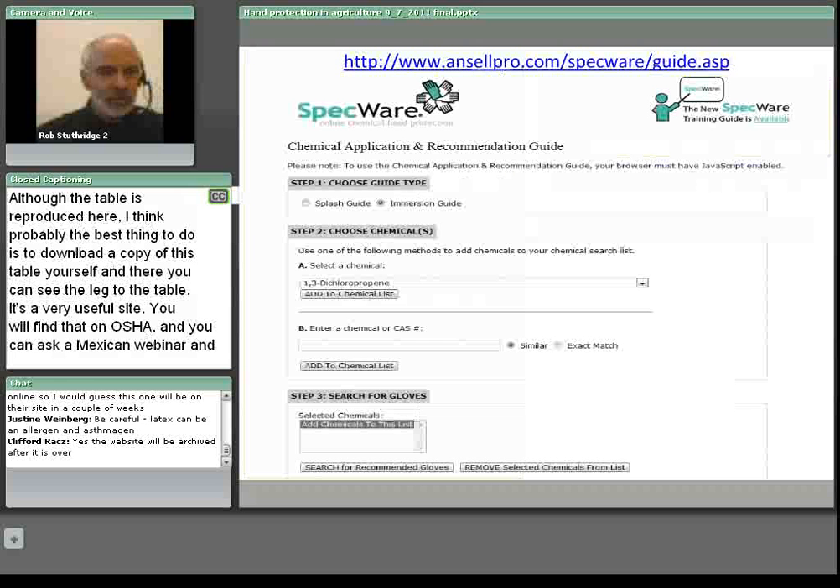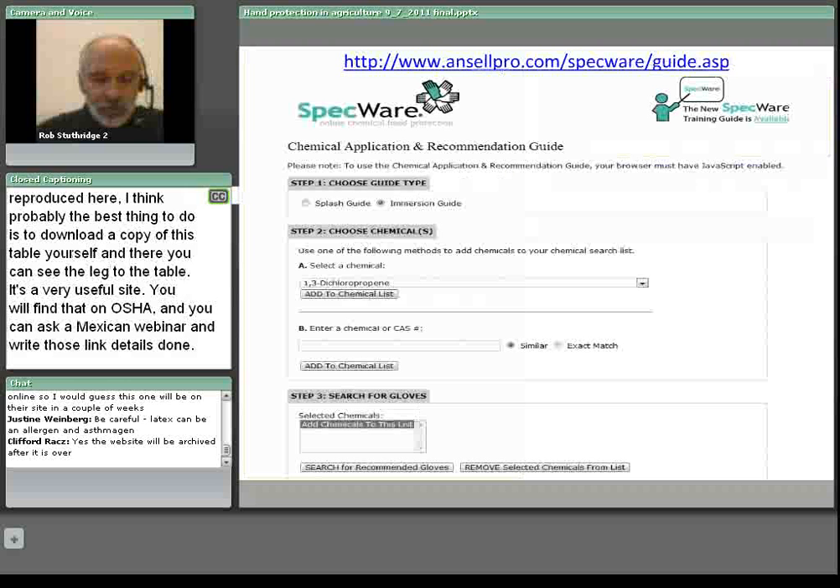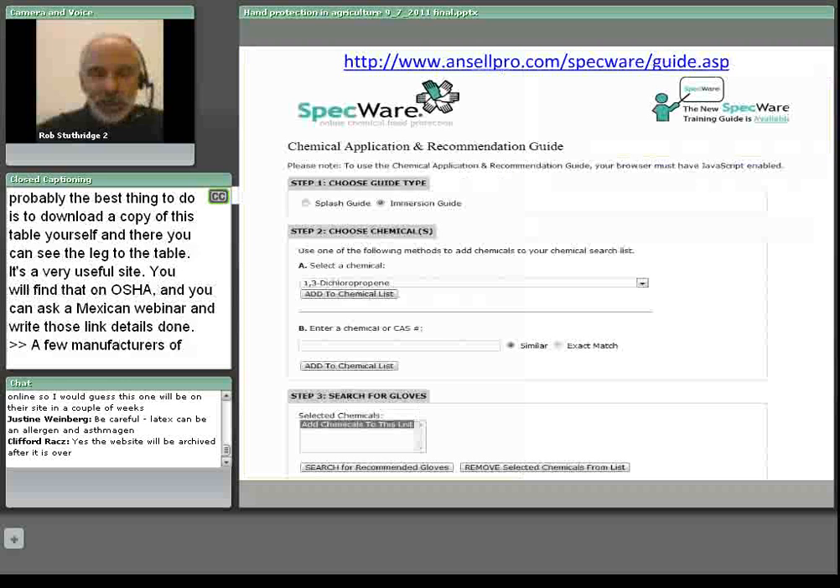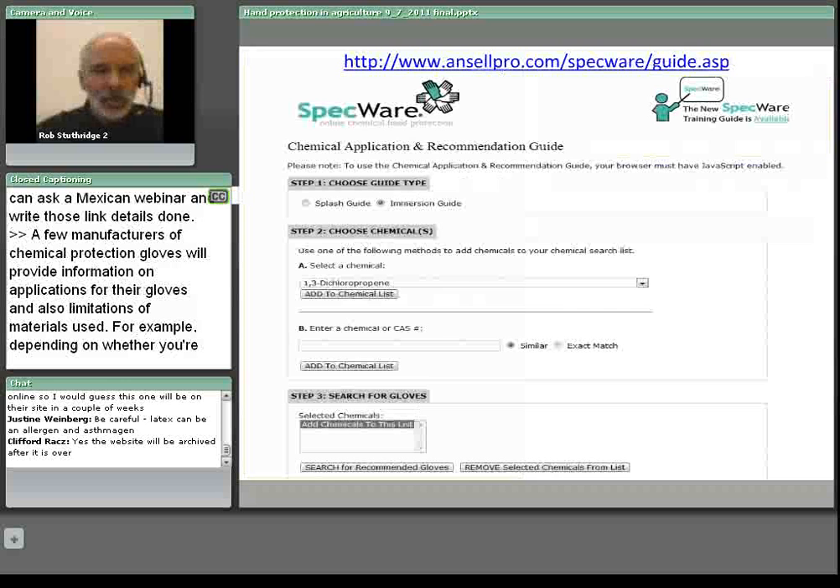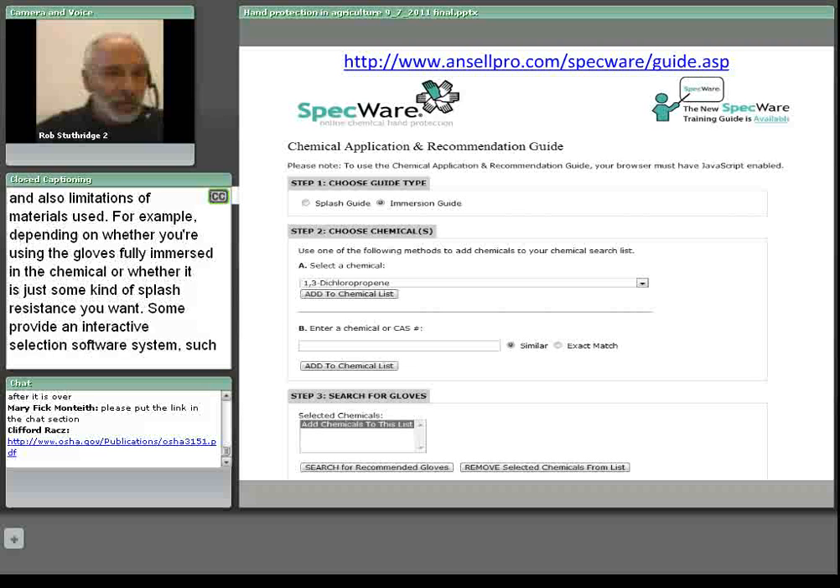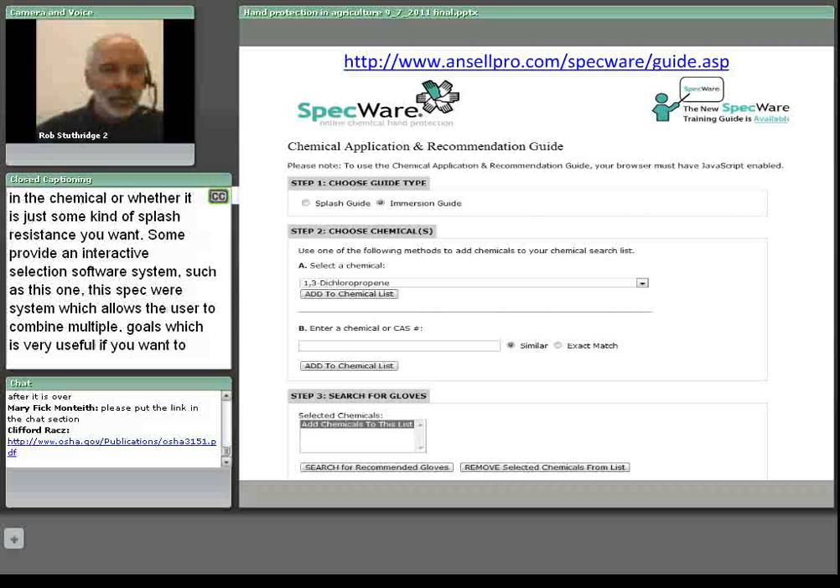A few manufacturers of chemical protection gloves will provide information on applications for their gloves and also limitations of the materials used. For example, depending on whether you're using the gloves fully immersed in the chemical or whether it's just some kind of splash resistance that you want. Some provide an interactive selection software system, such as this Specware system, which also allows the user to combine multiple chemicals, which is very useful if you want to know the best overall method of protection where chemicals occur simultaneously in any material used around the farm or ranch.